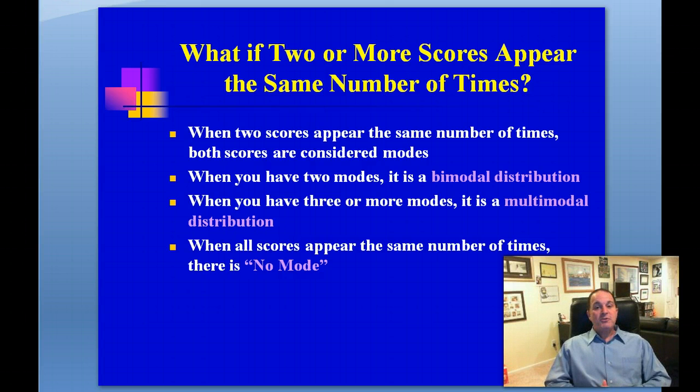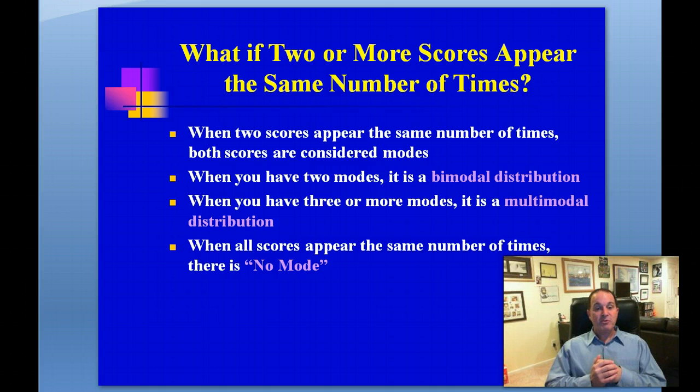Now, what if you have 2 or more scores appearing the same number of times? What happens when 2 scores appear the same number of times? Suppose you had 8, 10, 8, 10, 14, and 40. Now you have 8 occurring twice and 10 occurring twice. When this happens, you have 2 modes, and it is a bimodal distribution. So our modes would be 8 and 10.